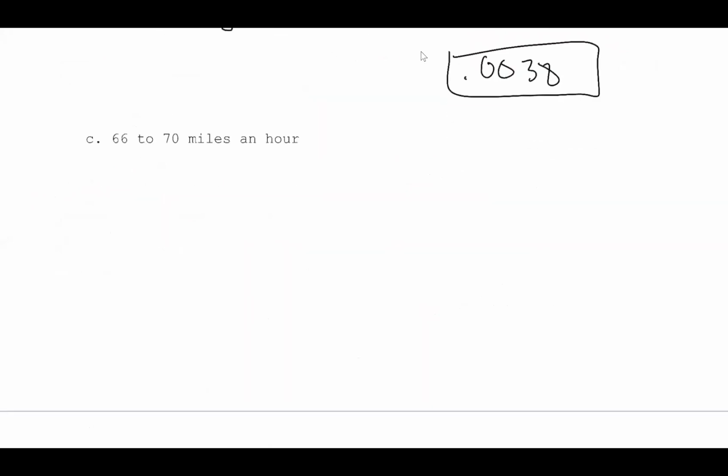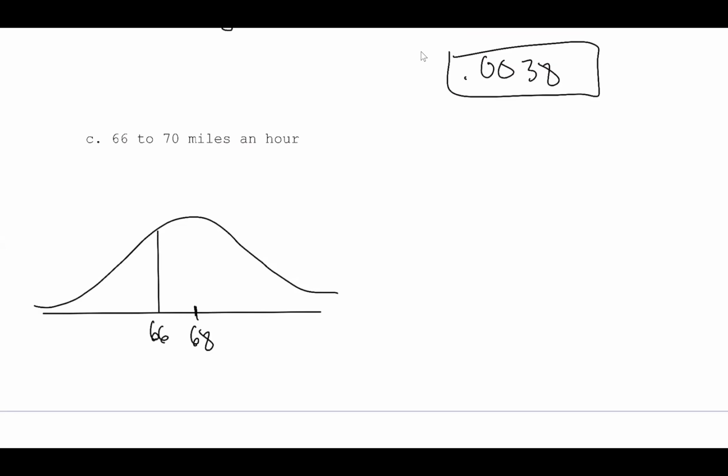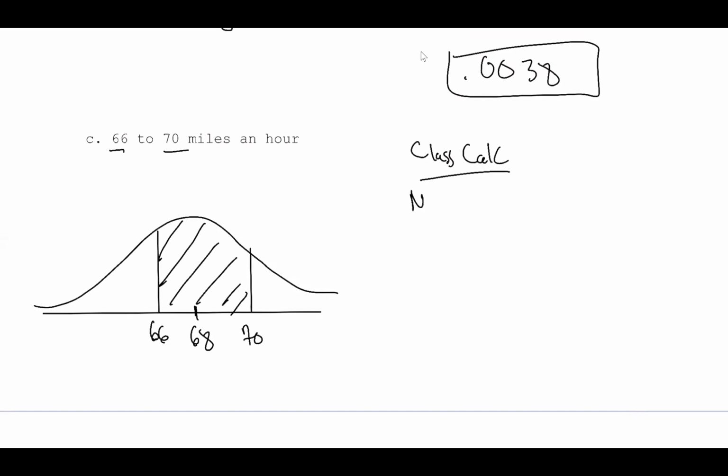So let's do part C. For part C, I'll show you how to do it in class calc, and then I'll let you enter into class calc. So right here is 68, then here is 66, right here is 70. So we want from 66 to 70, so that means shade in between. So we're still going to do class calc, but you're going to do normal distribution. So the mean is 68, standard deviation is 0.75.